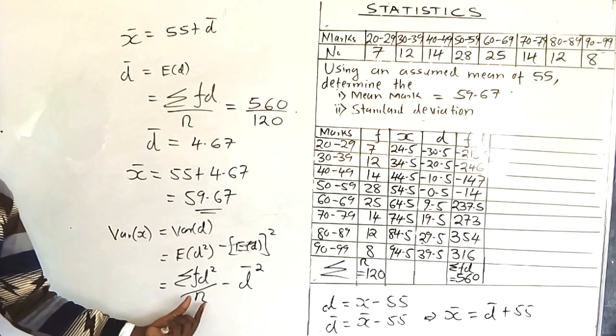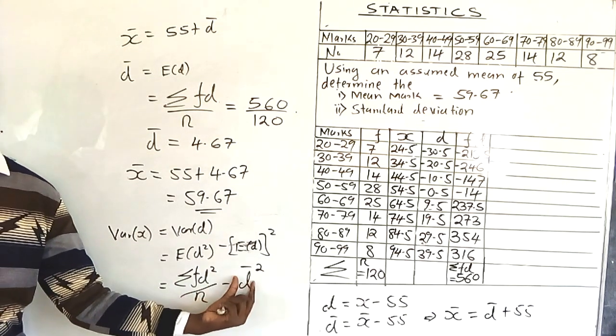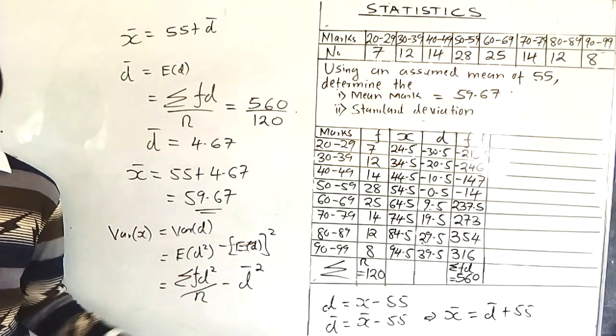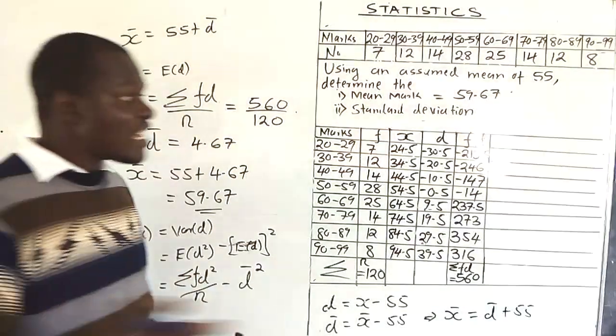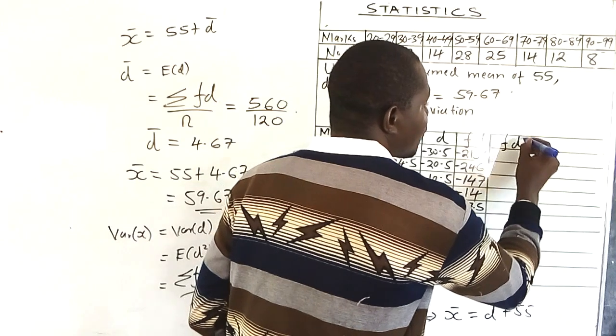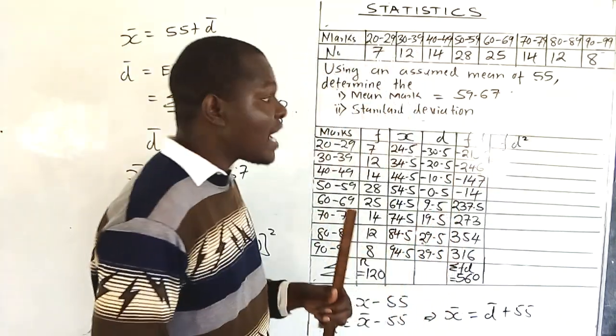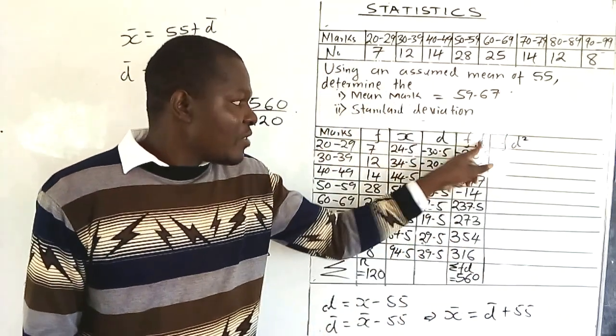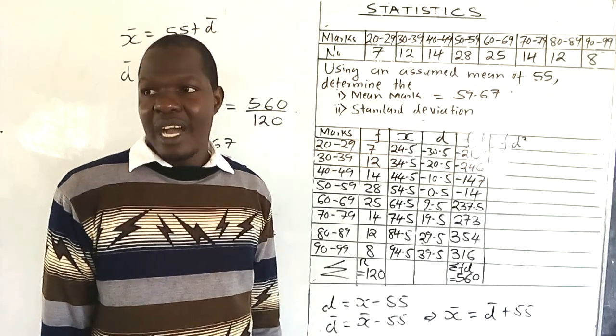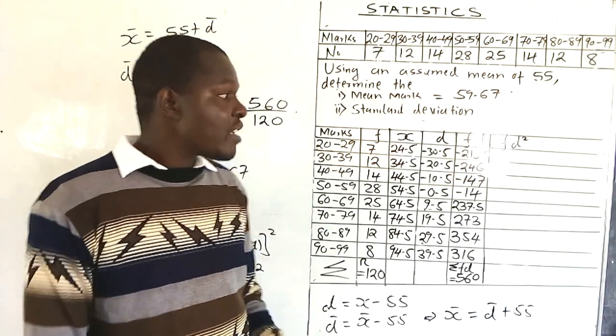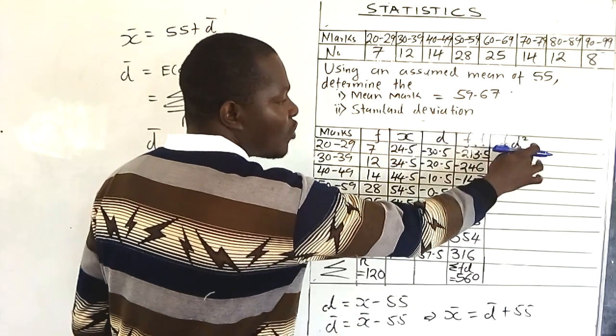So for us to get to it, we already know N, we already know the mean of D. What we need is a column of FD squared. Just like the other gentleman introduced for us the best method, to get FD squared is just FD times D. Are we together? Yes. That is the best method. So FD times D gives you FD squared.